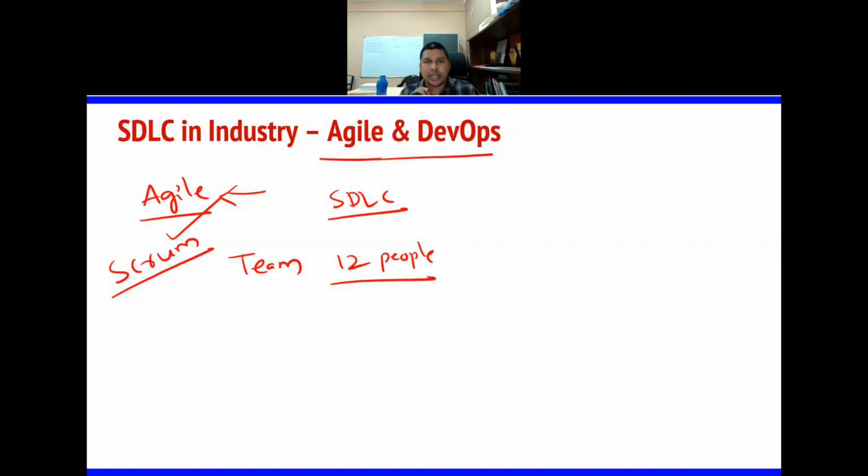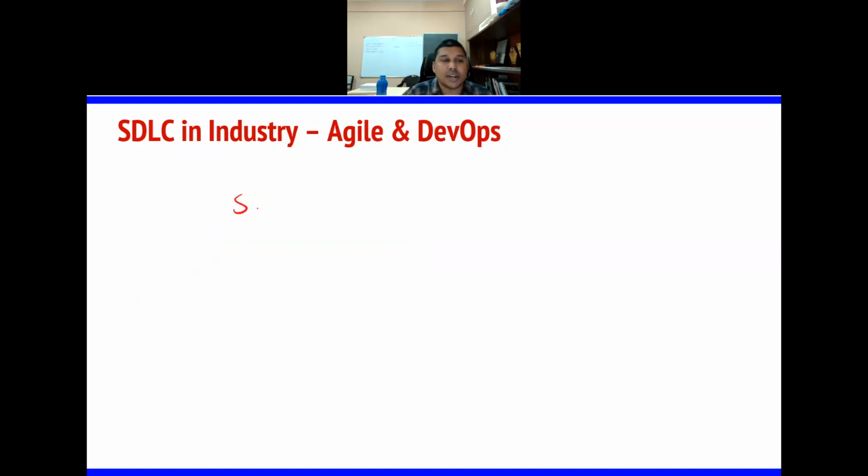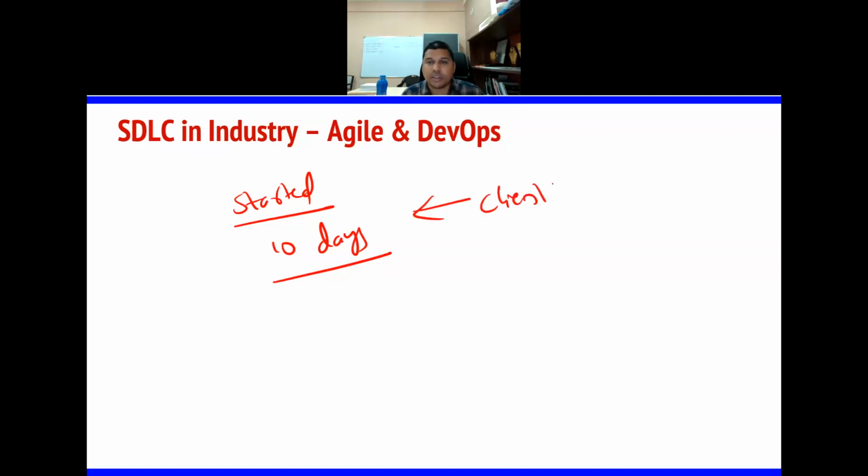It says that when you are working in a project, when you are designing an application, follow certain principles. One very important principle in Agile or the Scrum framework is that whenever you are designing an application, you start working on it. Once 10 days of work is completed, you will show it to the client. Again, you will work on it, and again you will show it to the client.